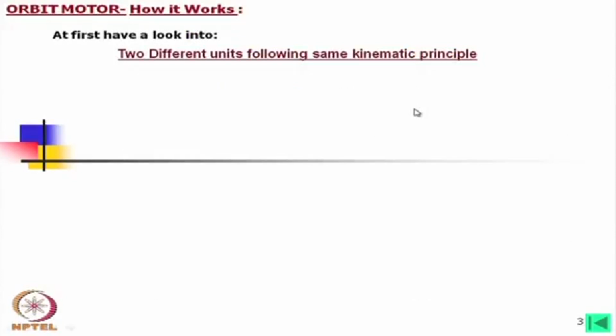Now, at first, let us look into two different units following the same kinematic principle. This is to understand how the orbit motor works.